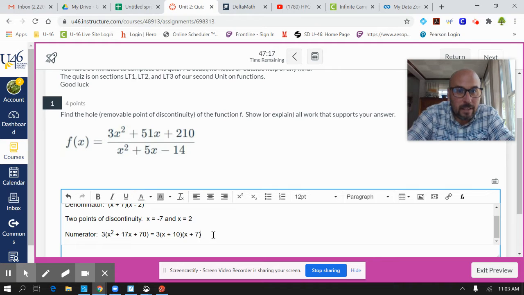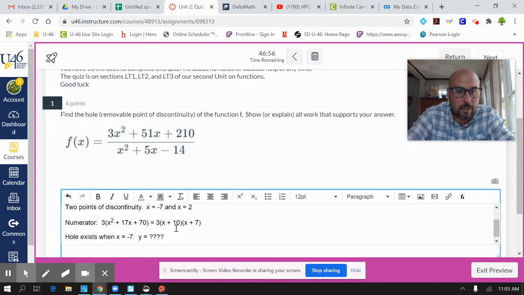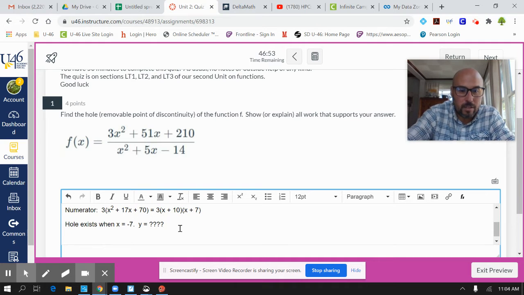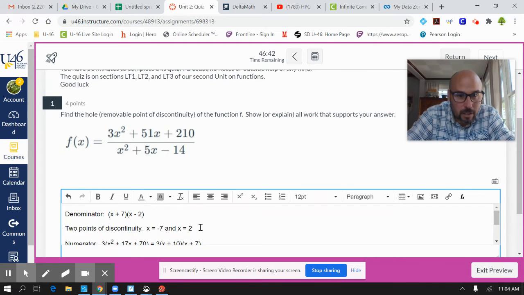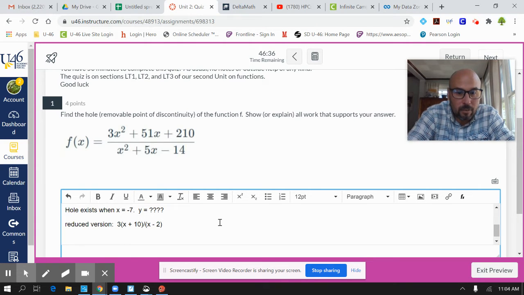So I have to find the hole. Well, I know the hole exists when x equals -7, but what about y? What's the y value? You plug -7 into the function after you remove the common factor. So the reduced version: in the numerator, you would have 3 times x plus 10. The denominator would just have x minus 2. And you would plug in -7 into this.